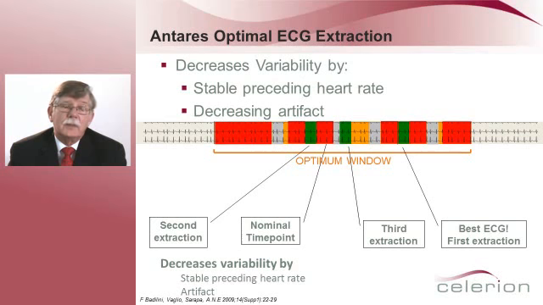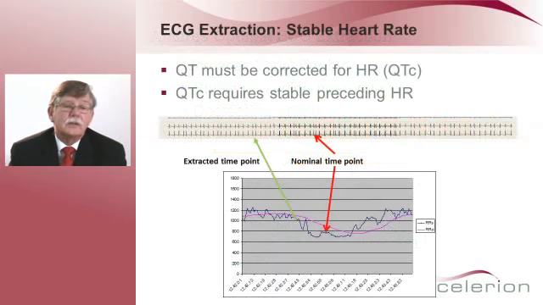Anteris is the program that does the optimal ECG extraction. With Anteris, a time window around each nominal time point is selected. Anteris then goes in and selects 10-second ECG strips based upon preceding stable heart rate and level of artifact. It's very important to have a preceding stable heart rate because the heart rate correction factors are inaccurate if the preceding heart rate is not stable.